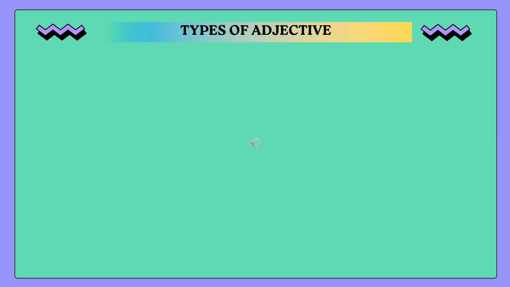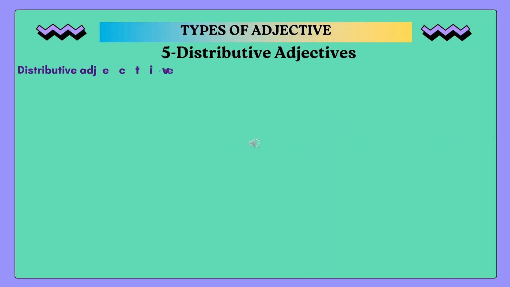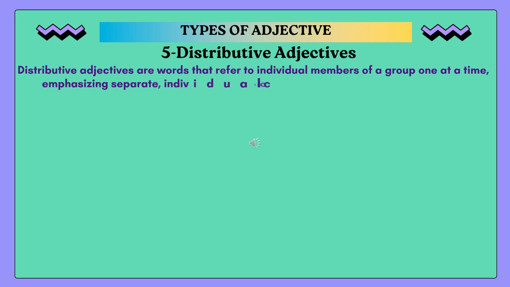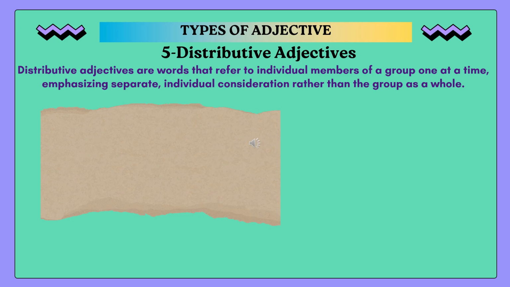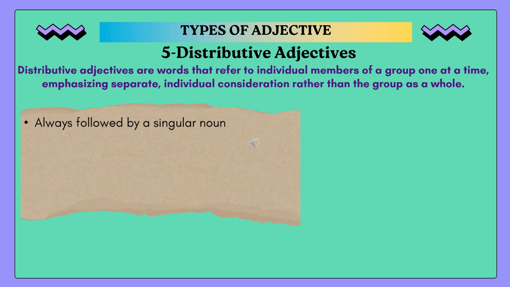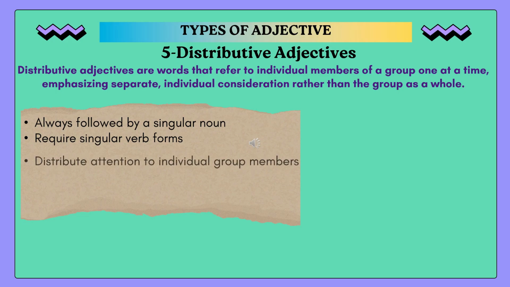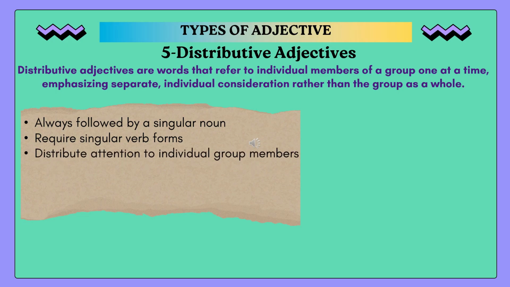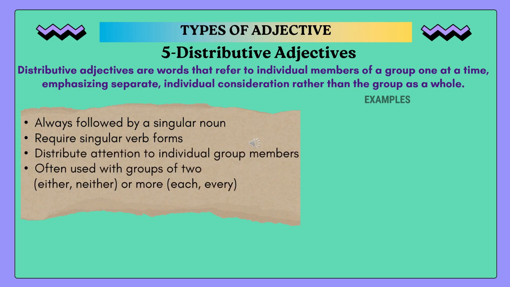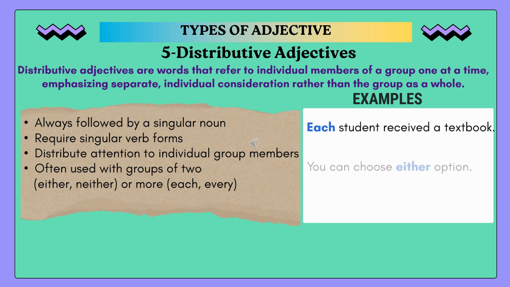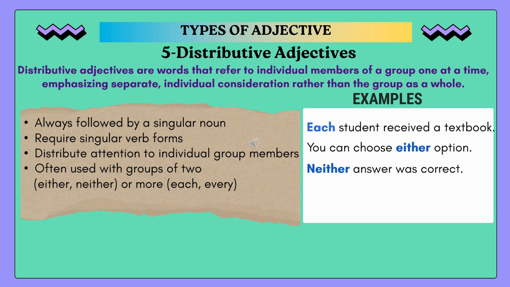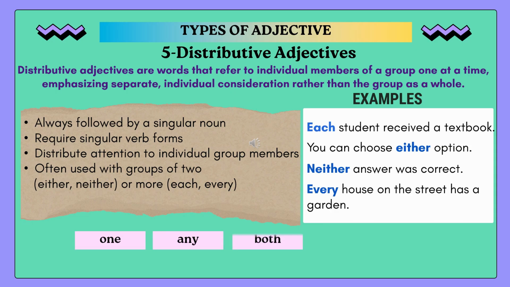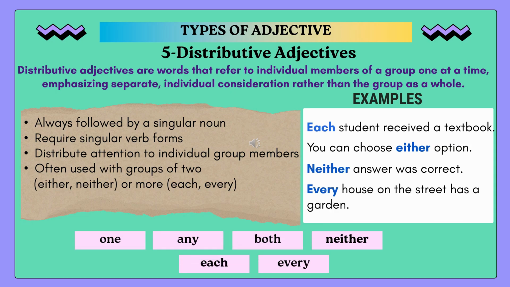Distributive adjectives. These adjectives are very specific. They pick out individual members from a group, one at a time. The key rules are simple but strict. They are always followed by a singular noun. They require a singular verb. Look at these examples. Each student received a textbook. Every house on the street has a garden. You can choose either option. Neither answer was correct.